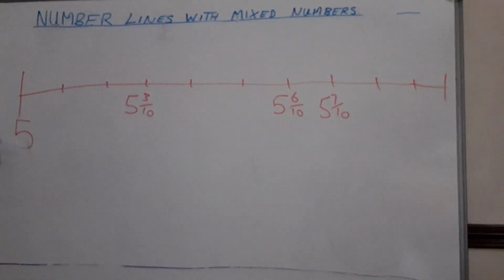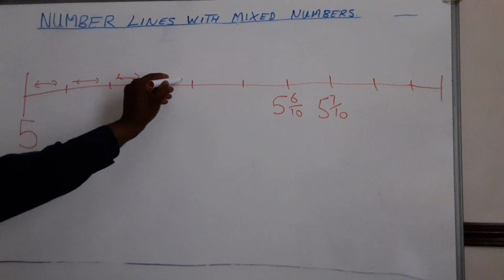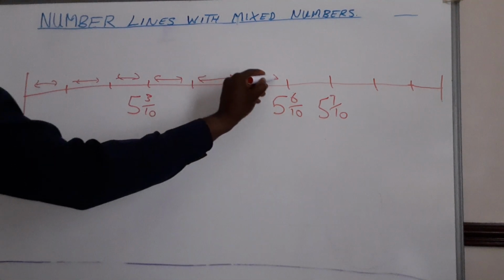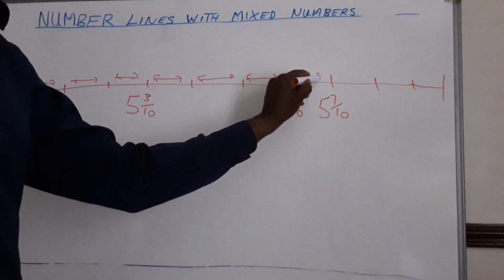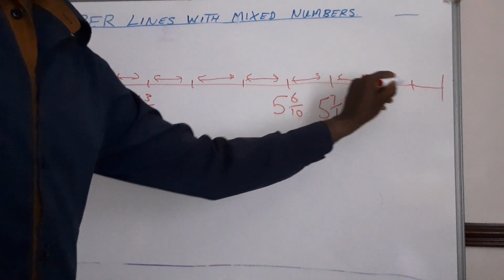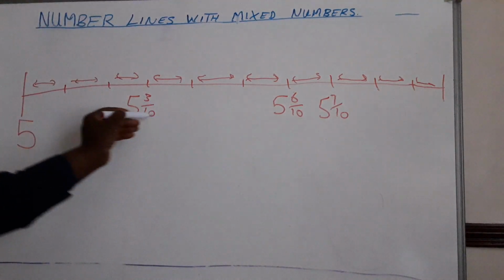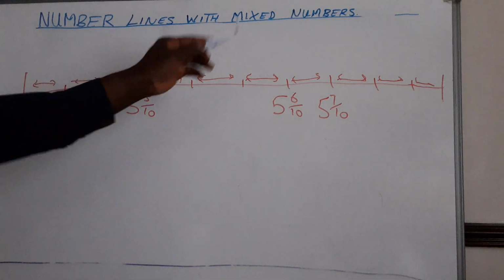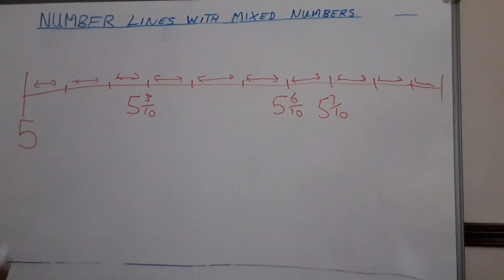How did they know? Because if you count, we have 1, 2, 3, 4, 5, 6, 7, 8, 9, and 10. So that's why they had the 10 here. So it's not magic. It's just counting the intervals. So we have 5 whole here.